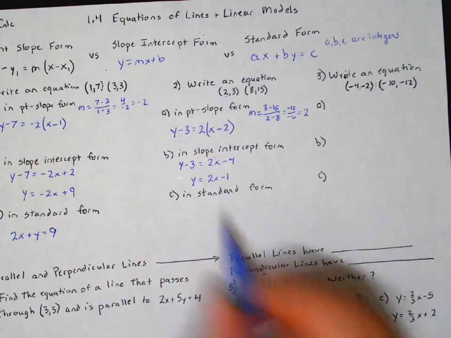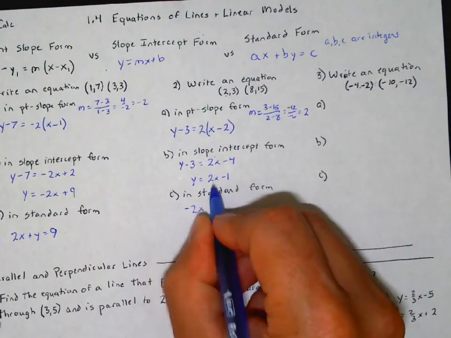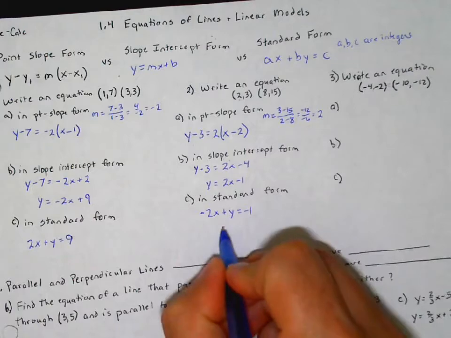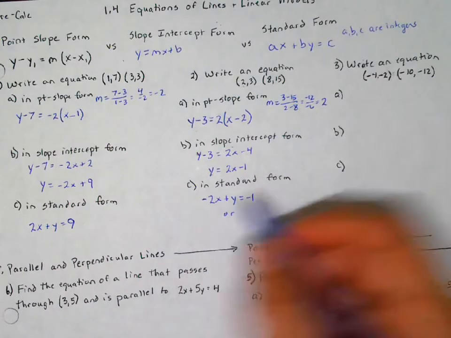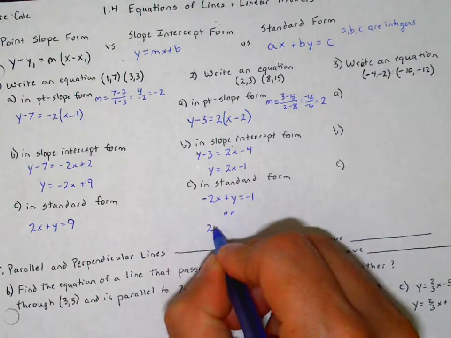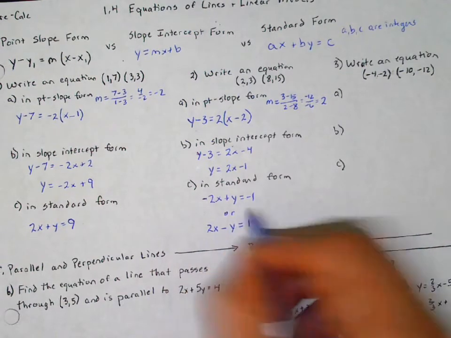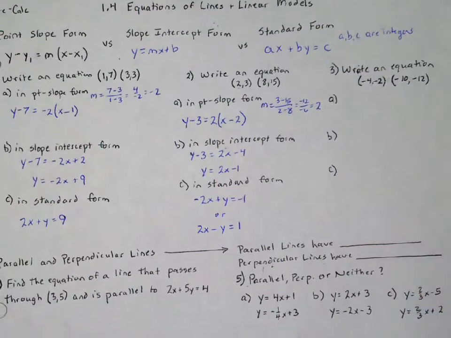Put it in standard form, I'm going to get this 2x to the other side. So it'll be -2x, subtract the 2x over, plus y is equal to -1. Or you could also do this. Sometimes you see this as always positive. So if we multiply everything by -1, it'd be 2x minus y is equal to +1. Both of those are the same equation. Okay, pause it. You guys try this one again.